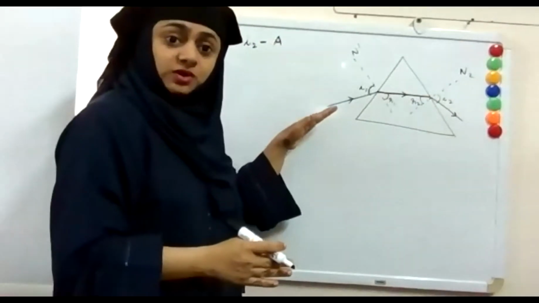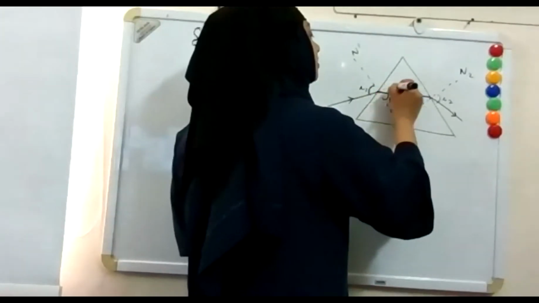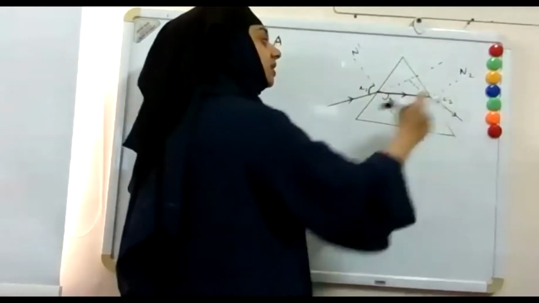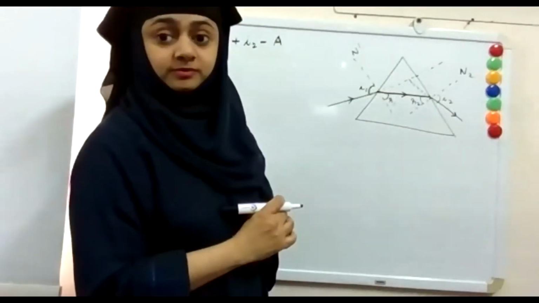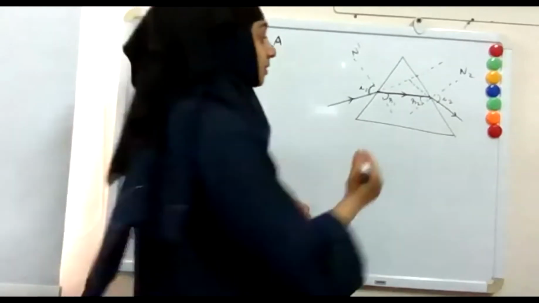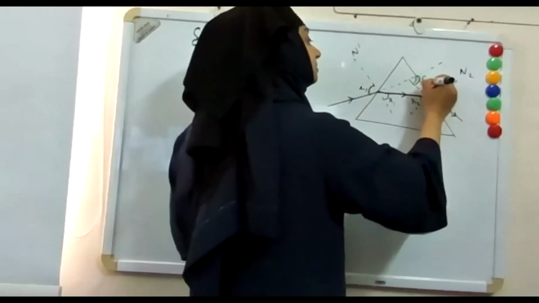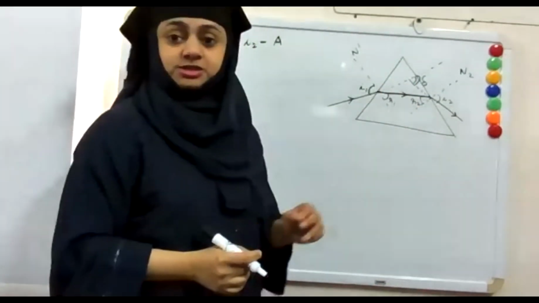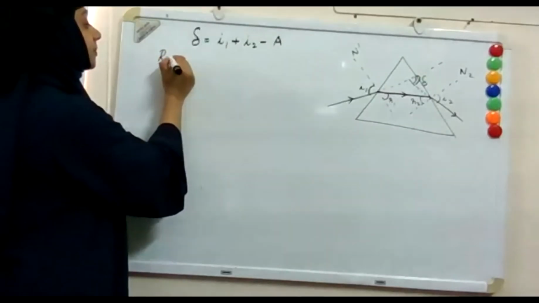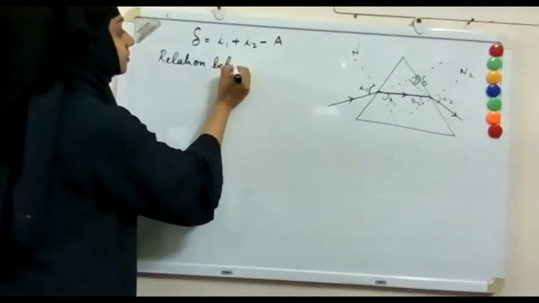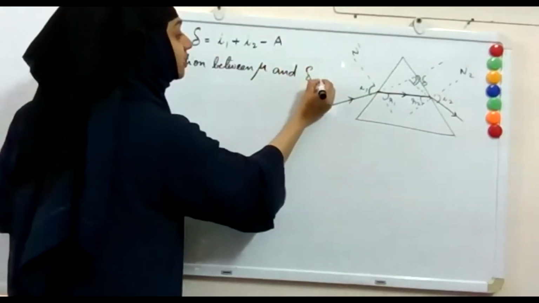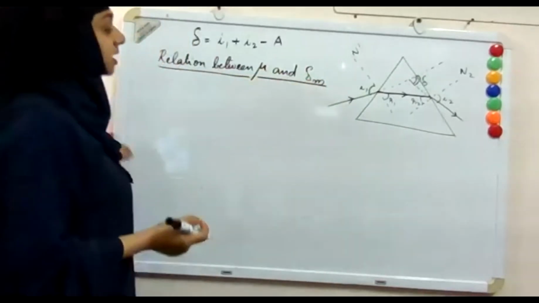Now if the incident ray goes on straight, this is the direction of the incident ray and this is the direction of the emergent ray. The angle between the incident ray and the emergent ray is called what? What do you call that? Delta. It's the angle of deviation. So yesterday we derived this expression, and today we are going to derive a relation between the refractive index of the medium mu and the angle of minimum deviation delta m. So let us see how we can do it.